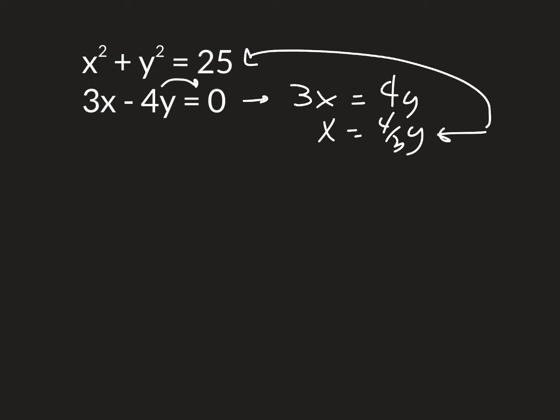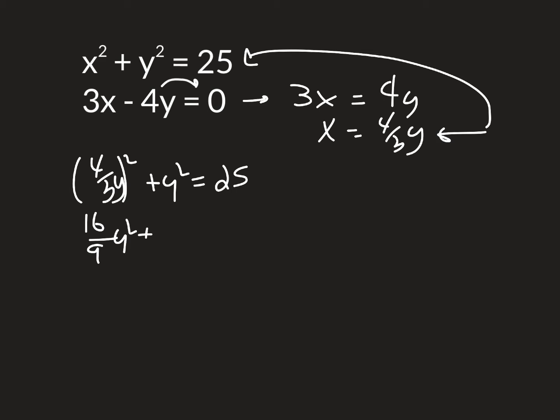It's like we used to do with linear stuff. So I'm going to plug the 4/3 y in for the x, and it's x squared, just (4/3 y) squared plus y squared equals 25. Now if I square that first parentheses, I get 16/9 y squared plus y squared is 25. Now I'm going to add my two y squareds together.